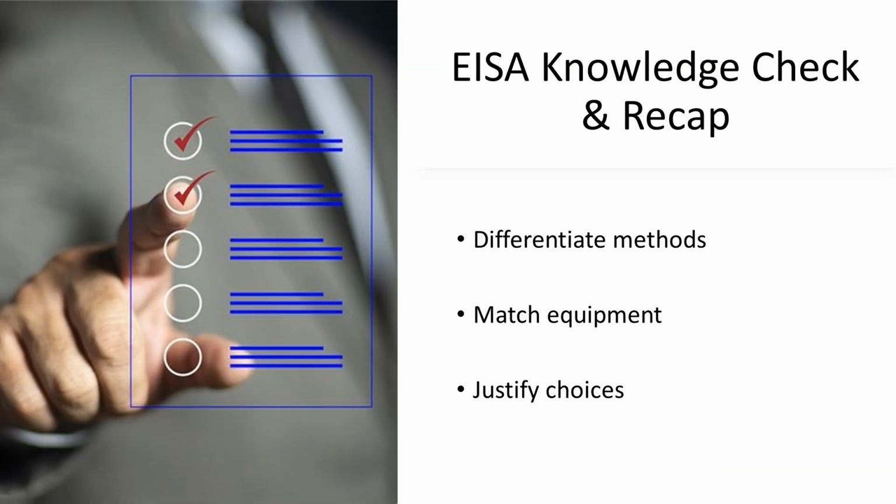EISA may ask: differentiate between production methods, or match equipment to production techniques. Be ready to explain and justify your choices clearly. Checkpoint, verbal questioning, and peer feedback.